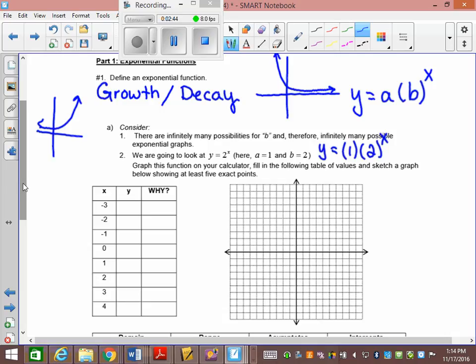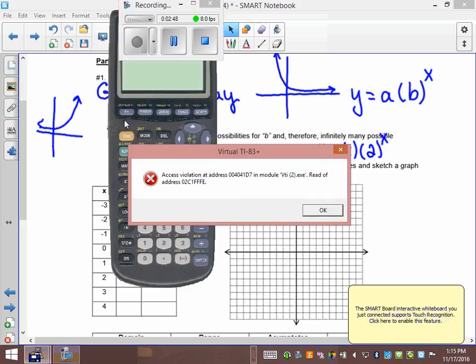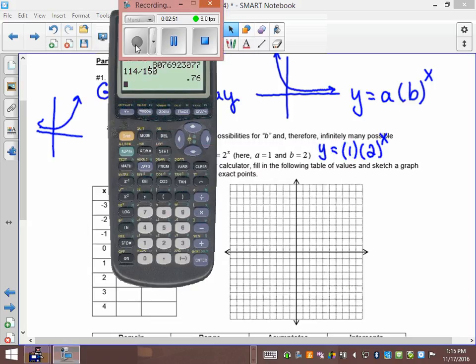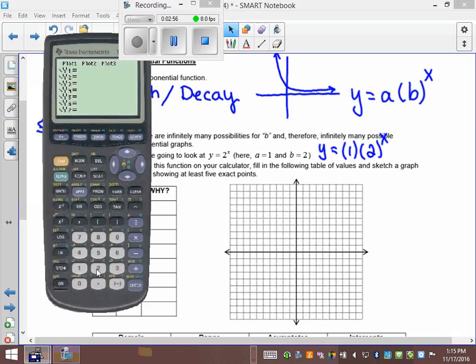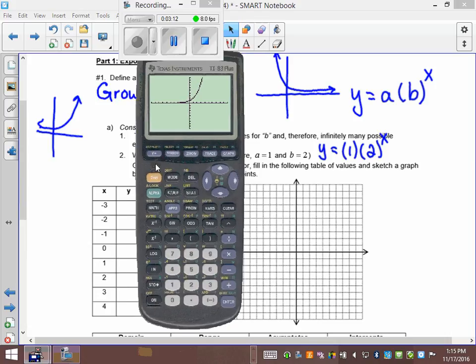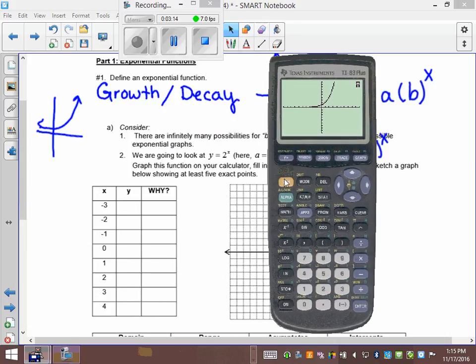So punch in y equals 2 to the power of x, to the exponent x, in your calculator. In your y equals, you're going to put 2 to the power of x. Press graph. Oh, mine's set. I'm going to go zoom 6. Then you're going to go to your table of values, second table, and fill in the y values for it.